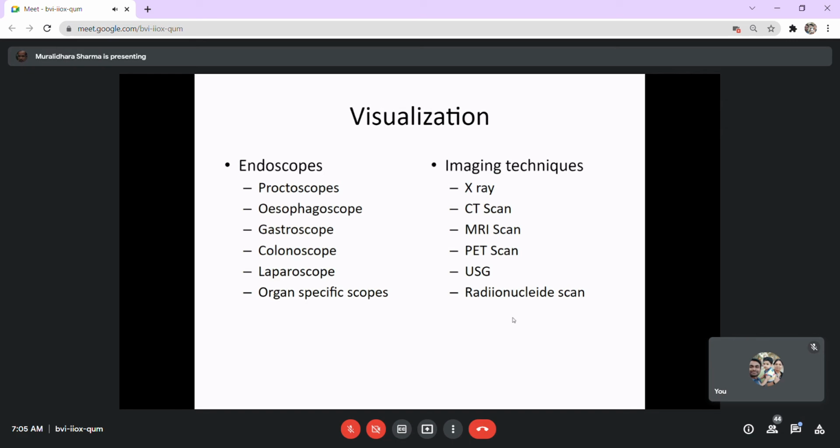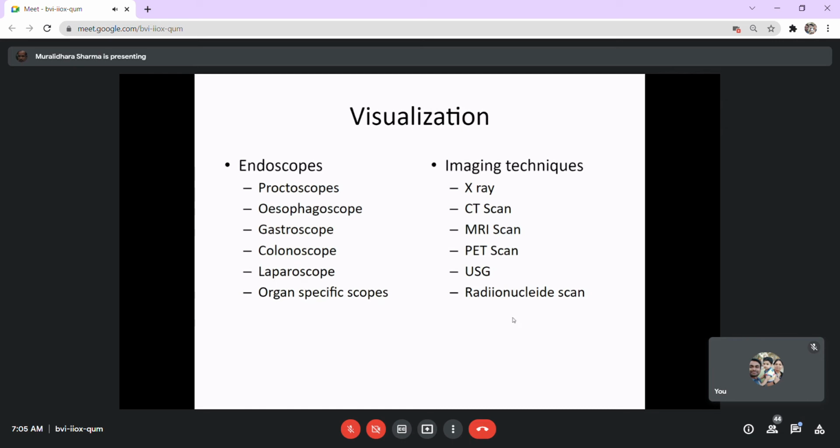The only difference is the dimensions and other physical properties of the instrument, which would be suitable for that particular organ. To enter the stomach, you need a specific length and diameter, for the abdomen again a specific diameter, and to enter the salivary gland, a specific diameter. Based upon that, the instruments are named and designed. So that's the basics of the endoscopes.